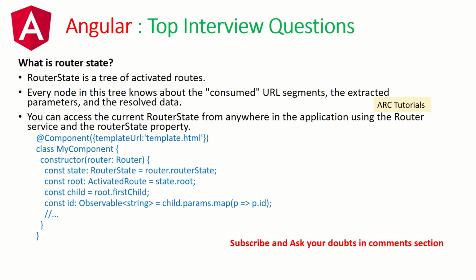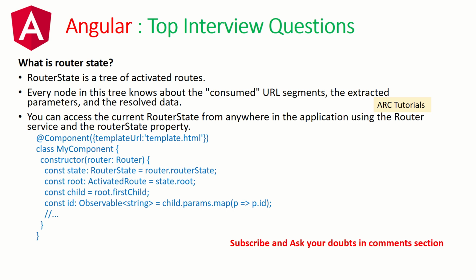What is router state? Router state is a tree of activated routes. Every node in the tree knows about the consumed URL segments. You can access the current router state from anywhere in the application using the router service and the router state property.